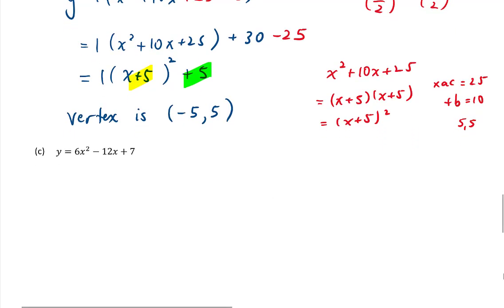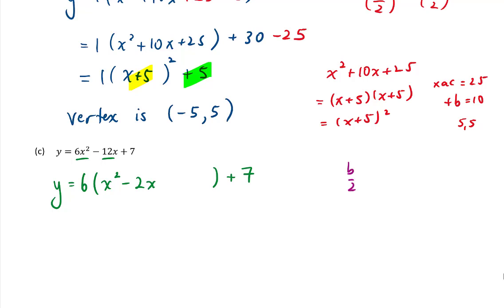All right, next example. Factor out the a value from the x squared and x term. So we get y equals 6 times (x squared minus 2x). Notice we only factored out the constant, plus 7. We need to make a perfect square. So b divided by 2 and square it equals negative 2 divided by 2 and square it. So that tells us 1 is going to be our number. So we're going to add 1 and minus 1.